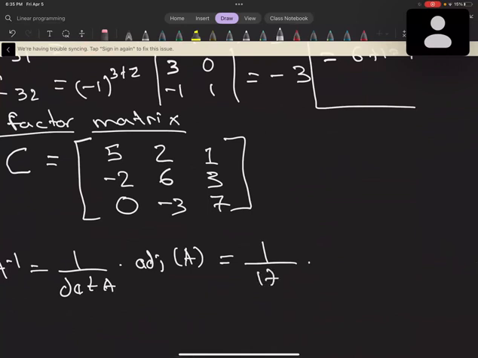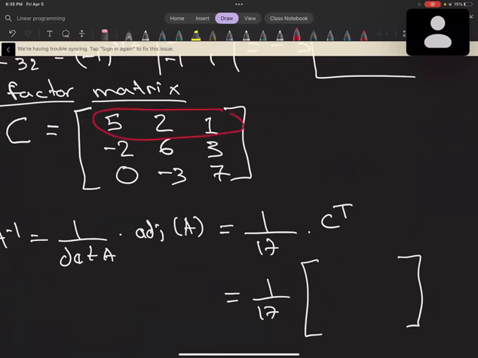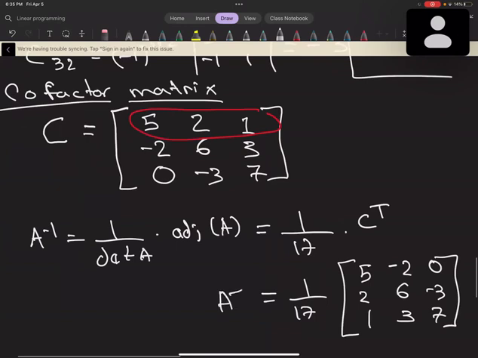So what is the adjoint? C transposed. That means 1 over 17, and I had to transpose C. So the rows become columns. So this row is going to become a column. So it's going to be 5, 2, 1, minus 2, 6, 3, then 0, minus 3, 7. And this is my A inverse.